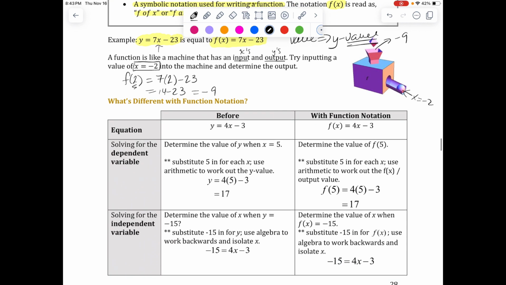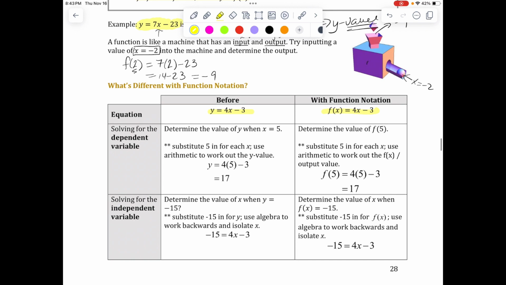Now, what's different with function notation? Before, we would say y equals 4x minus 3. Now we're saying f of x equals 4x minus 3. Determine the value of y when x equals 5 is how we would say that. We would sub a 5 in for x into our formula, and we would solve and get 17. In function notation, we say find f of 5.